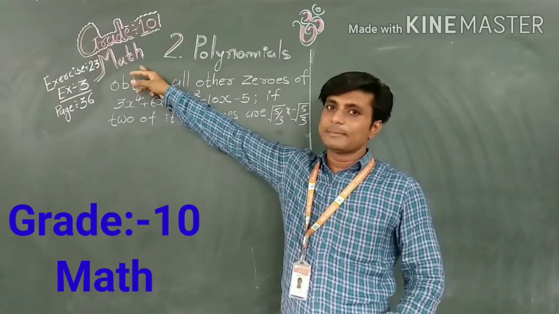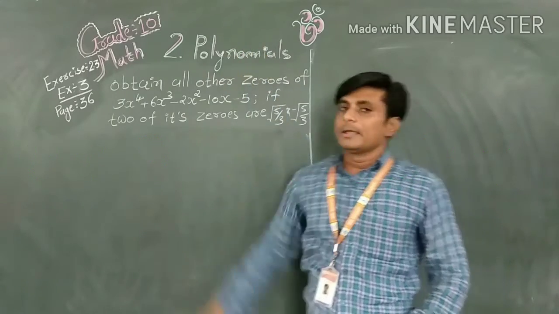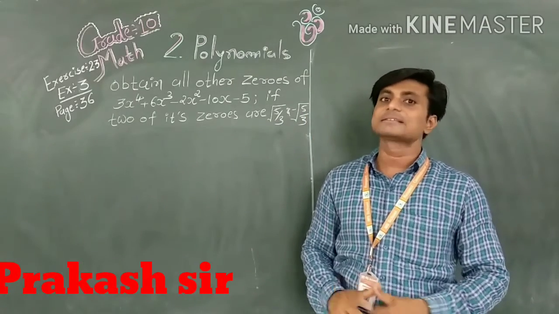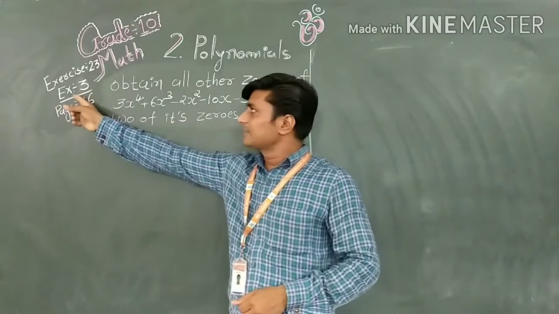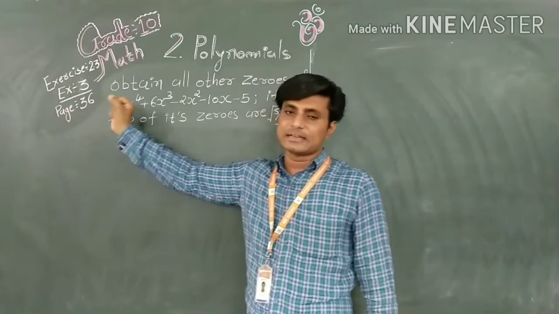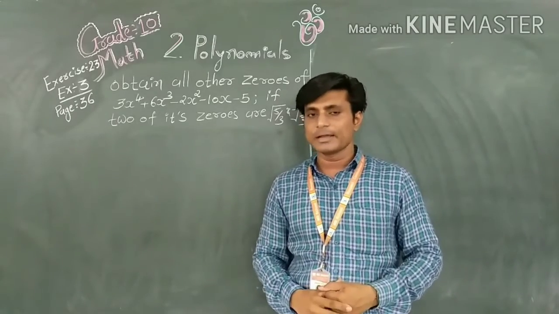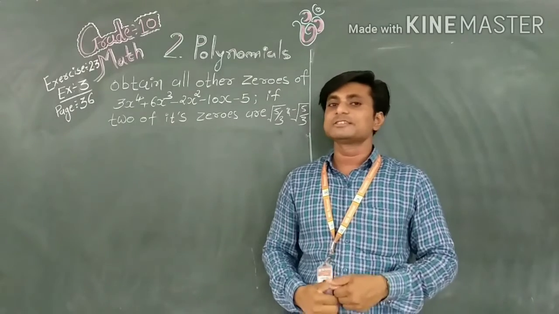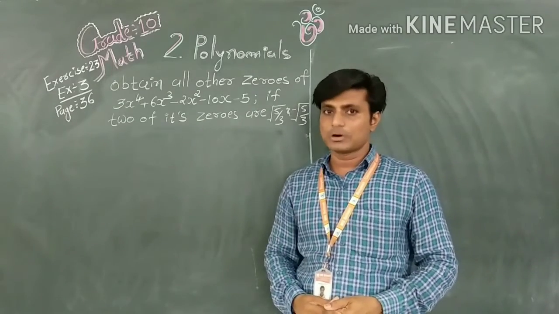Grade 10 Mathematics, second chapter, which is polynomials. In our previous video, we solved exercise 2.3, example 1 and example 2. Today I talk about example 3 on page 36 of the NCERT syllabus. In example 1, we found the quotient polynomial and the remainder polynomial. In example 2, we checked whether a given polynomial is a factor of another polynomial or not.